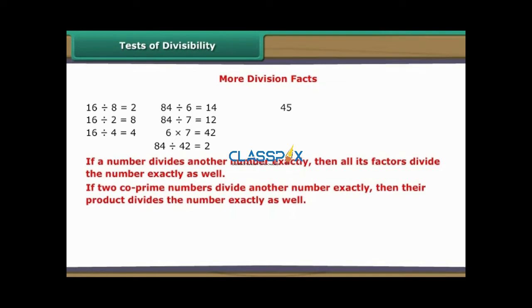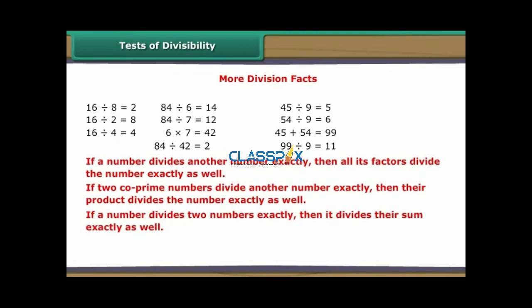Consider numbers 45 and 54. 9 divides both exactly. Consider the sum of 45 and 54, which is 99. 9 also divides 99 exactly. Therefore, it is true that if a number divides two numbers exactly, then it divides their sum exactly as well.